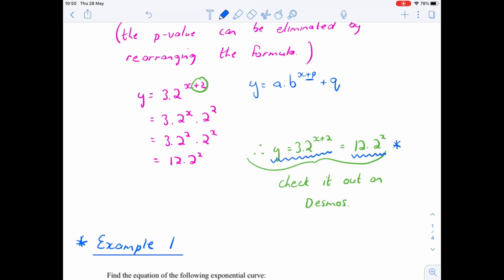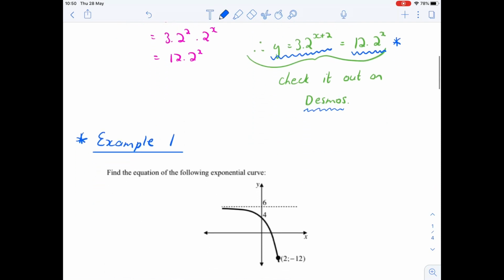I've just proved it. And if you go and sketch these now, either using your knowledge of how to sketch exponentials, or if you check it out on Desmos, they will be the identical graphs. They're just different forms of the same equation, and therefore will draw the same thing. And that's why we don't need to worry about p.